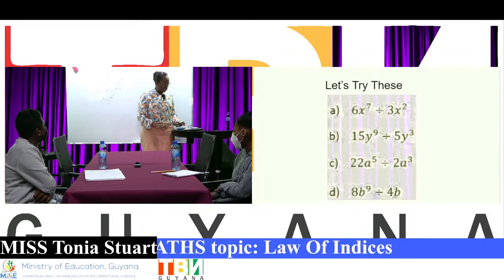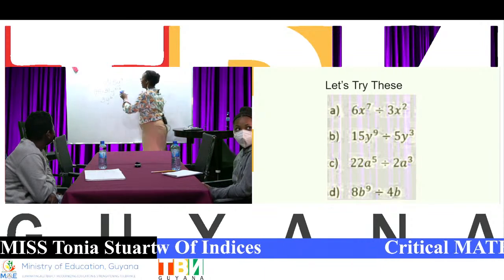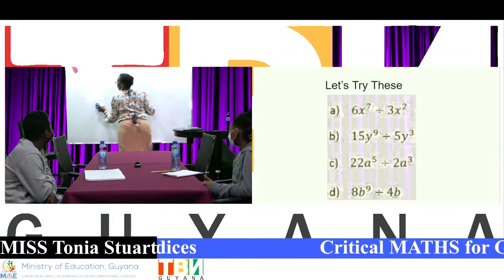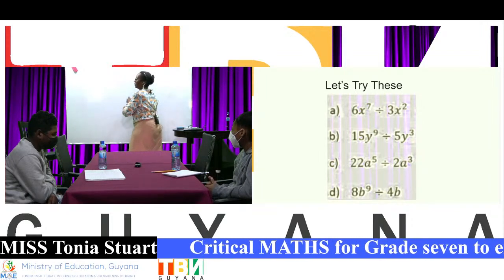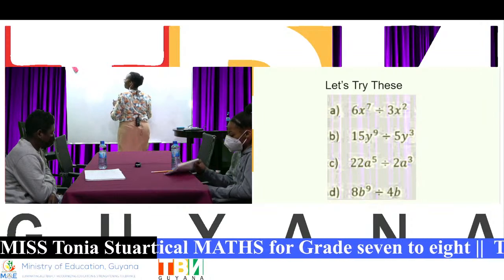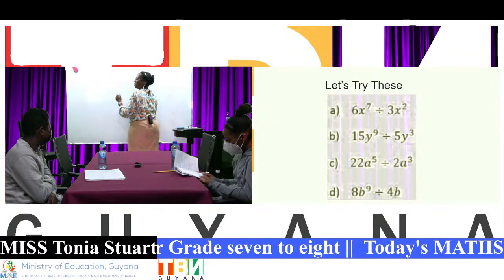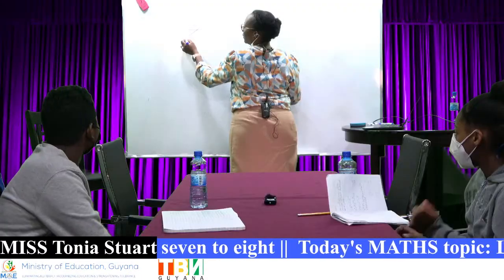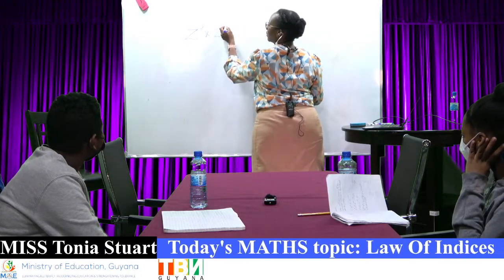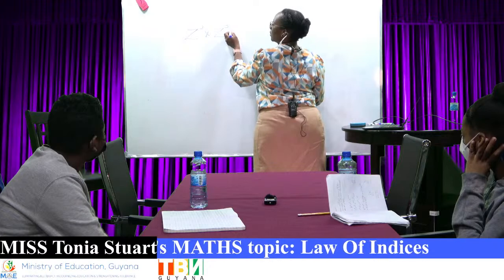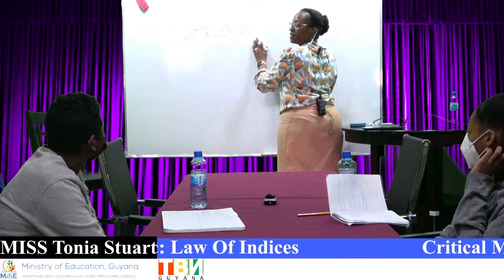Great. So what we're going to do, first of all, is review. So rule 1 states what? When multiplying numbers with the same base, write back the base and add the powers. Good. So I have a base. So I write back the base. And what do I do with the powers? Add. I add the powers.